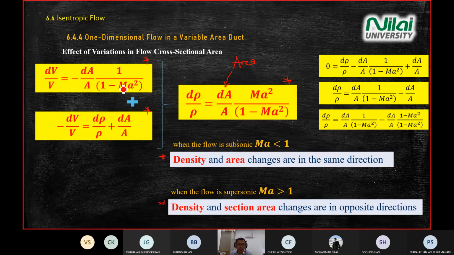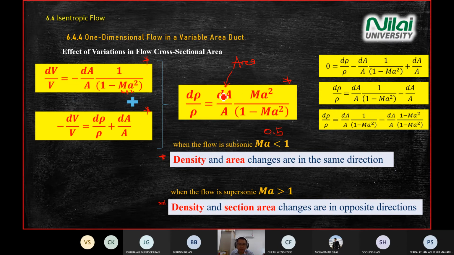Now, if you look at just the mathematical equation on the screen, if your Mach number is less than 1, which is subsonic, let's say we look at this equation. What happens if your Mach number is less than 1? Let's say you have a Mach number of 0.5. So 1 minus 0.5 squared, you will get a positive value. If you do the mathematical calculation, if your Mach number is less than 1, the expression inside will become positive.